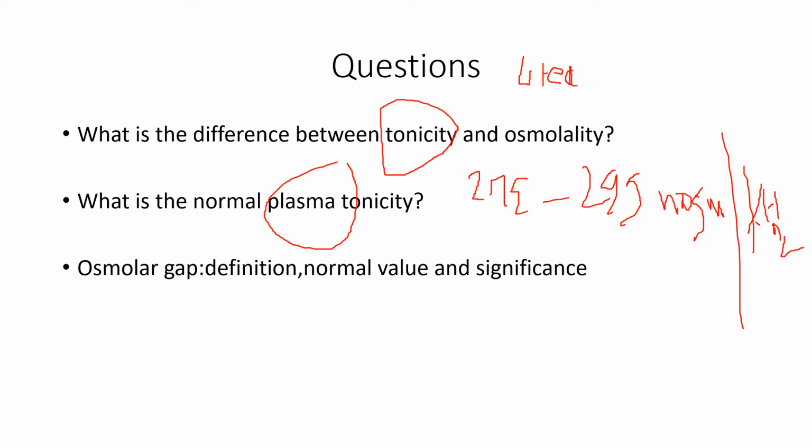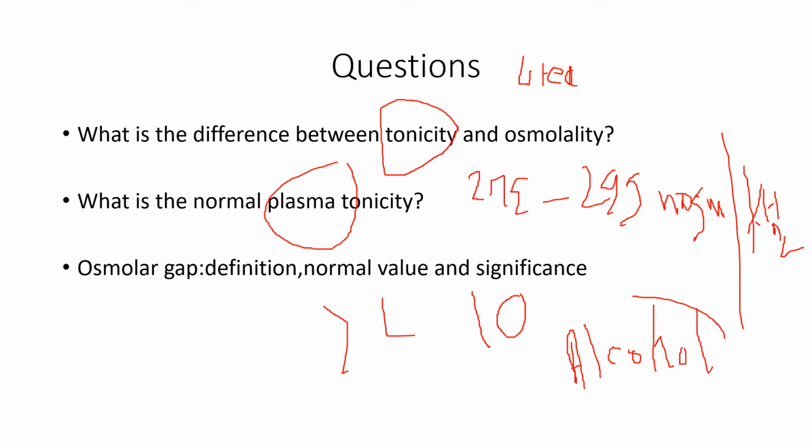So, if the measured exceeds calculated by more than 10 millimole per liter, there will be toxins in the blood. For example, the commonest are alcohols. So, alcohol toxicity is a common cause of increased osmolar gap. All types of alcohols, phenol, methanol, various types of alcohols.